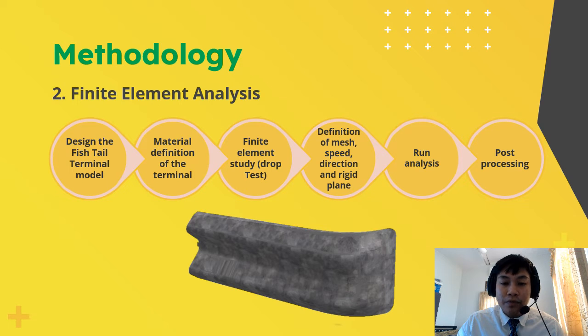in SolidWorks. As you can see, there is a flowchart of the finite element analysis. Starting by designing the model of the fiscal terminal, followed by definition of material, then create a new study which is the drop test, and then the definition of mass, size, speed, direction, and rigid plane. And after that, I run the analysis and post-process the data.